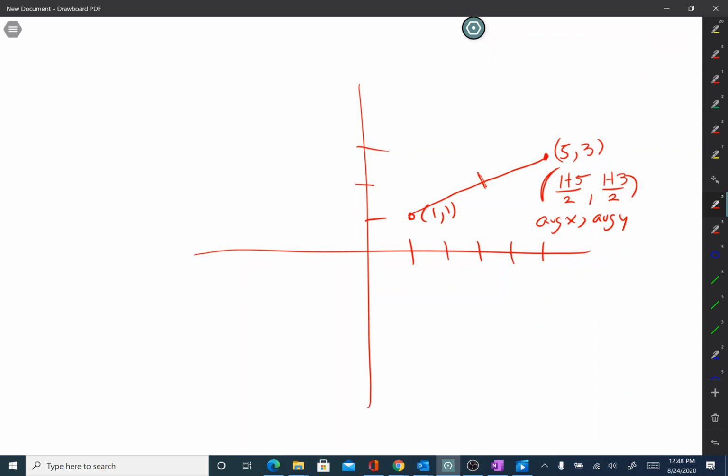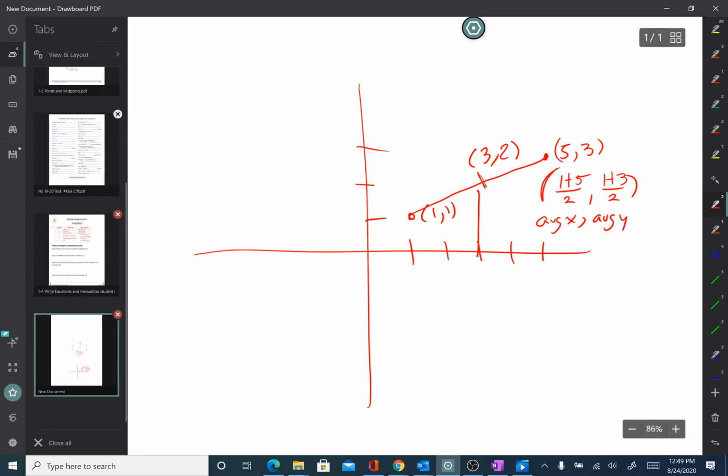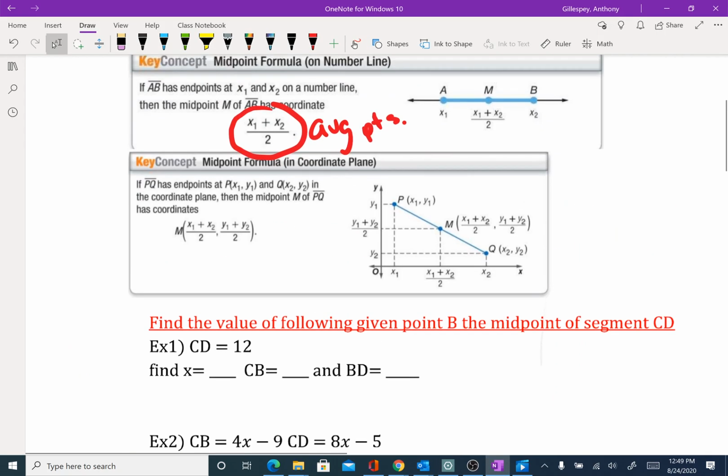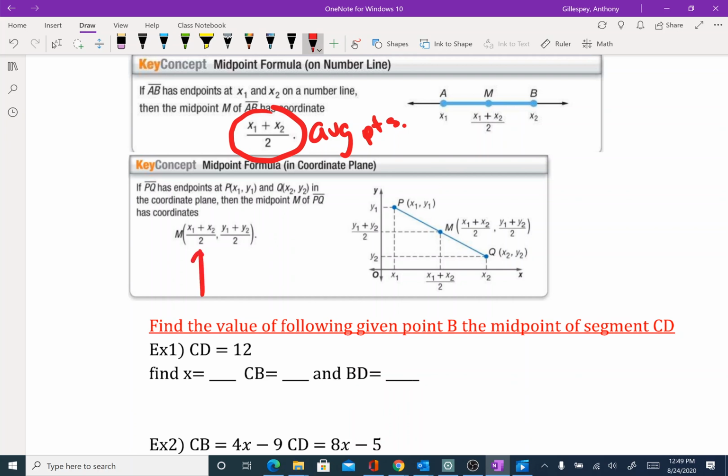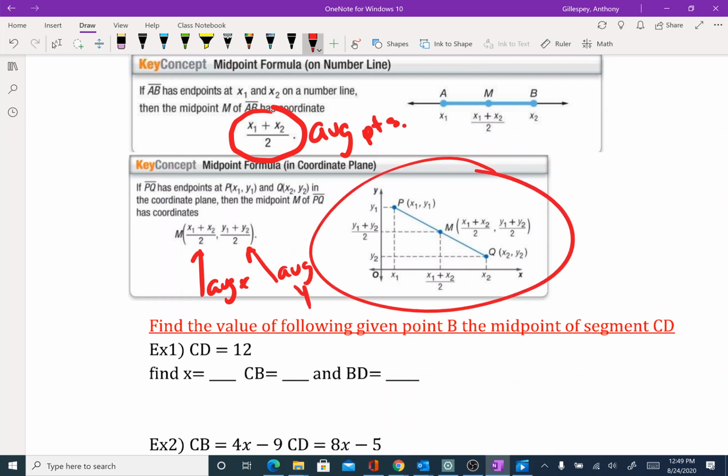So let's do that. 1 plus 5 over 2 is 3. And the y is 1 plus 3 is 4, over 2 is 2. So the midpoint is at 3, 2. Just find the average of the x's, find the average of the y's. Pretty easy. That's all we're saying here: this is saying average of the x's, and this is just saying average of the y's. And this is a big, long, complicated version of just that.